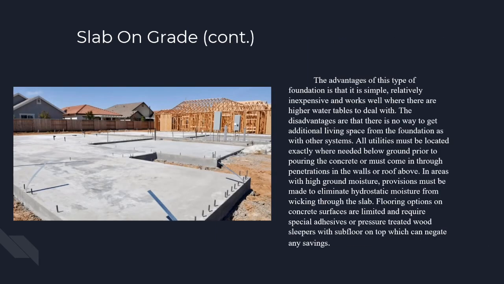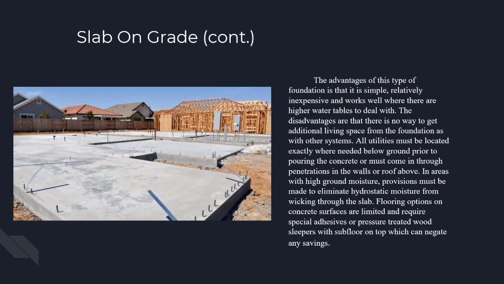The advantages of this type of foundation are that it is simple, relatively inexpensive, and works well where there are higher water tables to deal with. The disadvantages are that there is no way to get additional living space from the foundation as with other systems. All utilities must be located exactly where needed below ground prior to pouring the concrete, or must come in through penetrations in the walls or roof above.